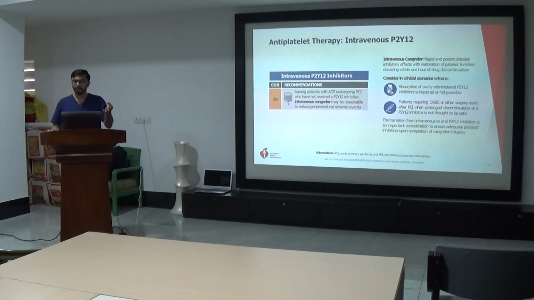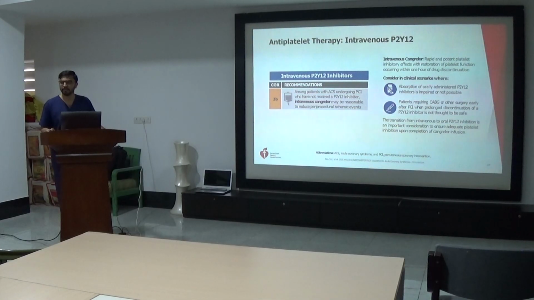Sometimes the patient has a culprit LAD vessel and another vessel is complex, like left main disease, and the patient is hemodynamically unstable, so we plan for doing CABG followed by primary PCI. In that condition, intravenous cangrelor has a rapid onset of action and short duration; in 1 to 2 hours it will exert its effect. Intravenous cangrelor has a rapid and potent platelet inhibitory effect, with restoration of platelet function within 1 hour of drug discontinuation. So make sure that analgesics should not be administered within it.